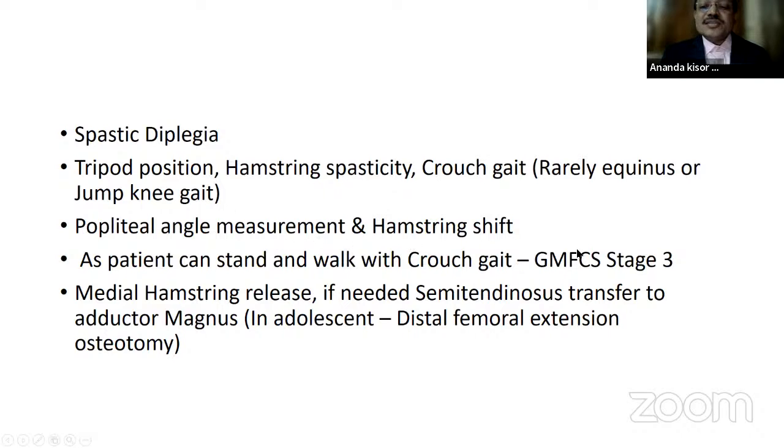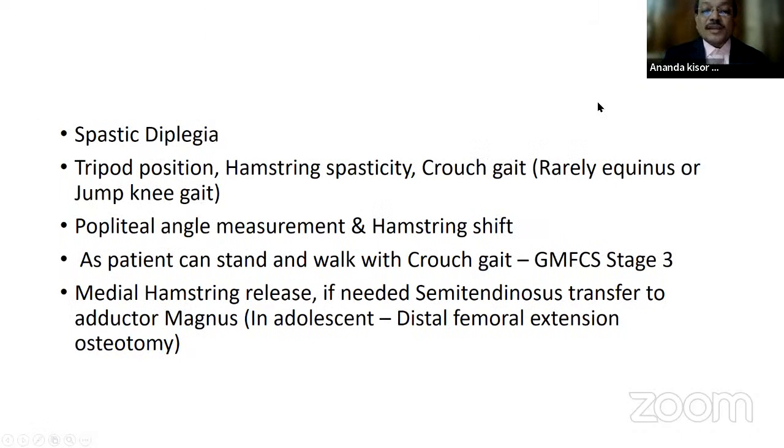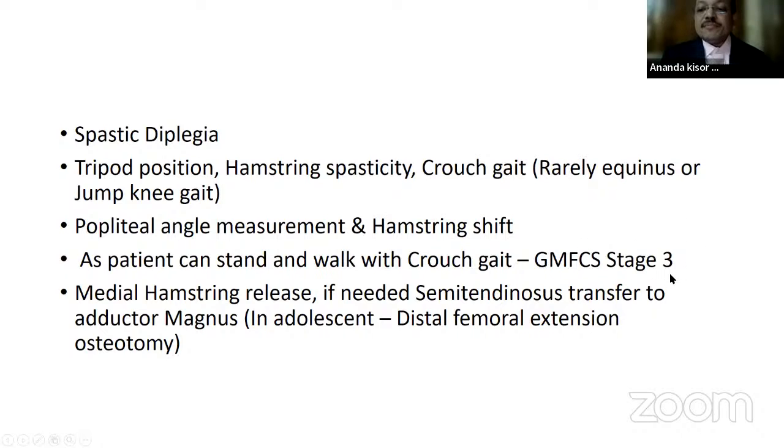Now, what is the GMFC score in this case? As already told, see the clue. The patient is presented with a crouch gait. That means the patient is walking. As the patient is walking with a crouch gait, the patient has to take some aids, with the help of either the parents or somebody, or with some aids. So basically it is GMFCS stage 3, because I'll come to how the GMFCS staging can be done. I will come to it in the next slide.